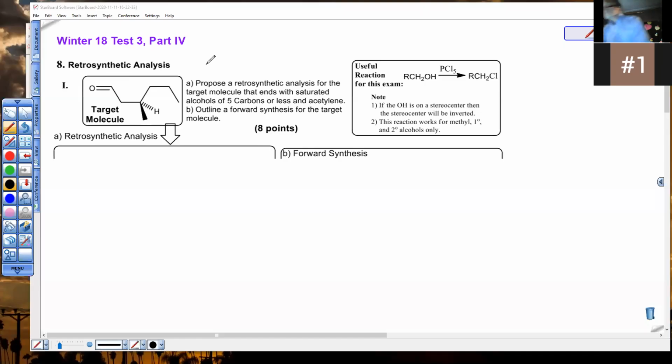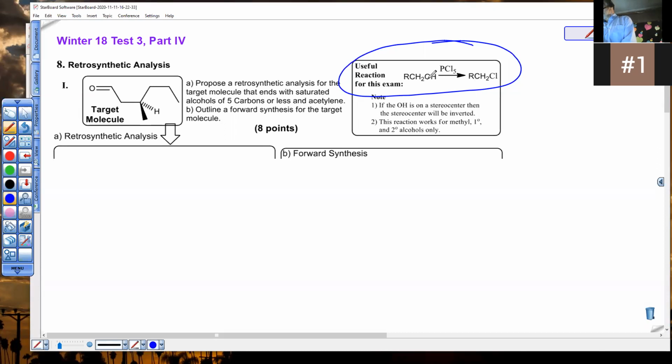And here we go with our retrosynthetic analysis from winter 2018, test 3, part 4. When you see this question, take note of the useful reaction. It may not be this one. In fact, it most likely won't be this one, but it will be a reaction that replaces an OH with a Cl. I want to remind you, a Cl is a good leaving group, can be used for synthesis to make bonds to this carbon.